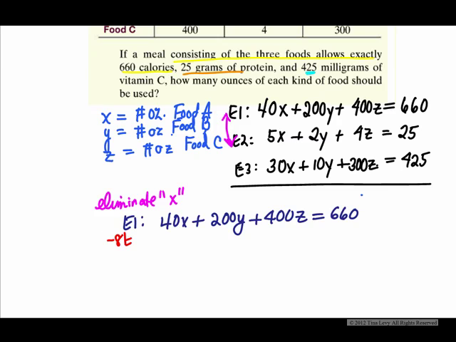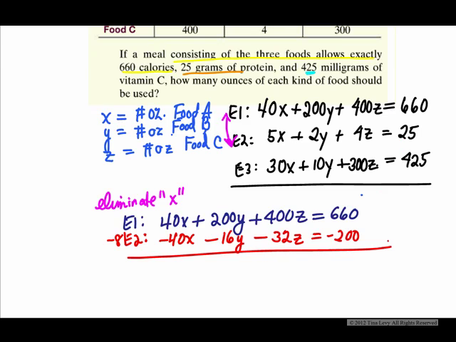So negative 8 times equation 2 becomes negative 40x, negative 8 times 2, negative 16y, negative 8 times 4, negative 32z, negative 8 times 25, negative 200. I now can eliminate x, and that creates equation 4. I now have equation 4: 200 minus 16 is 184y, plus 400 minus 32 is 368z. 660 minus 200 is 460.